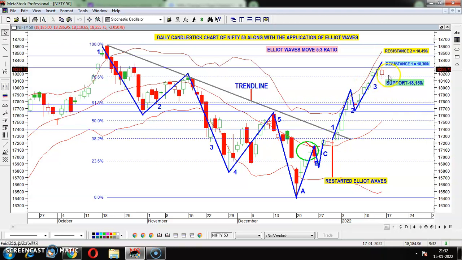So what is the first resistance? What will be the first resistance if it moves towards the upside? The first immediate resistance should be 18,300. Once it crosses, the next probable resistance would be 18,450. And what is the support zone? The support zone is the 78.6% Fibonacci retracement zone, that is 18,150. This is as far as the Nifty is concerned for Monday, right?